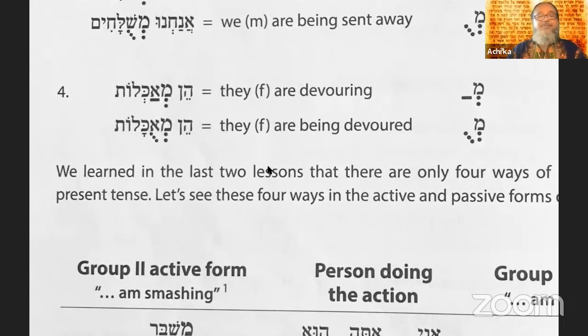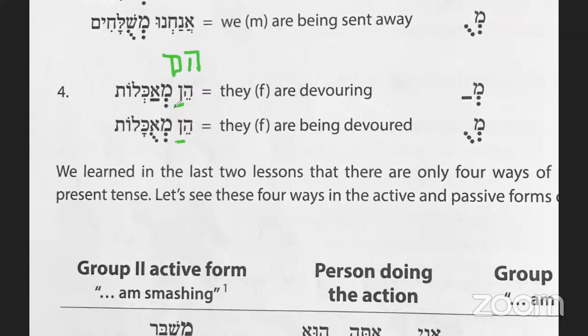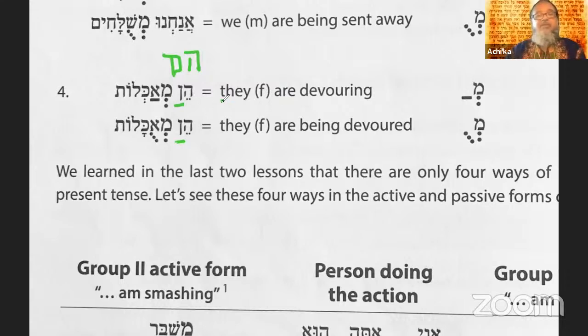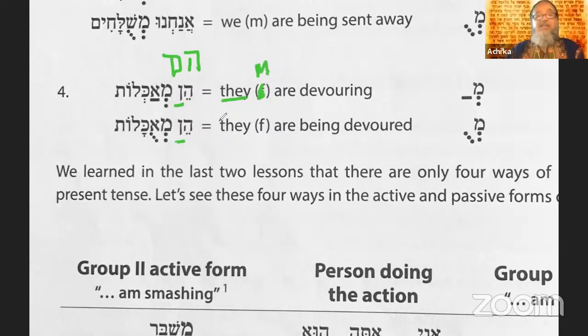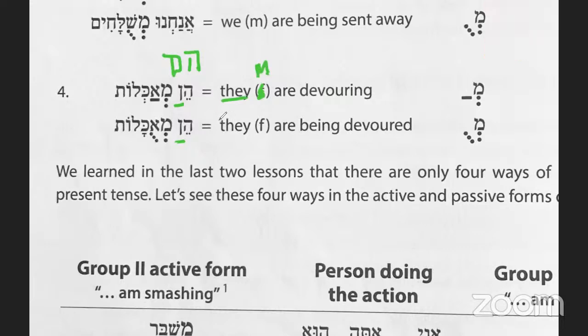Number 4. If I switch this letter right here, this noon, and made it into a mem, what does the mem mean? Masculine. Masculine what? Plural. Plural. Common. They. Yes. Is that first person, second person, or third person? Third person. Thank you.